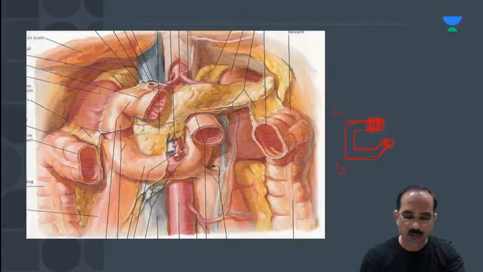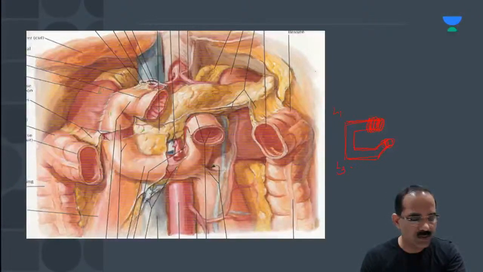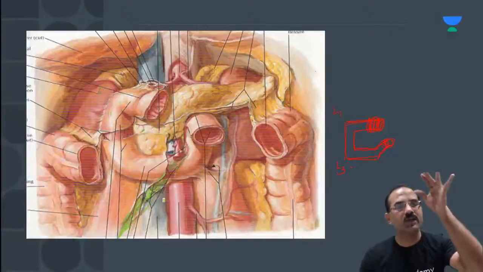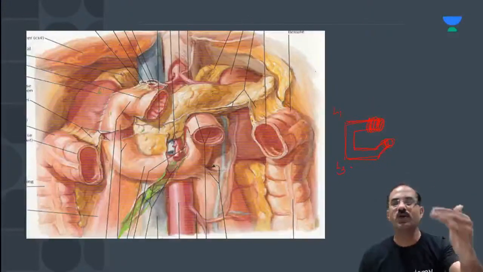Anterior relation of the third part of duodenum would be the superior mesenteric vessels. And what is this, students? What is this line representing? This line is representing the attachment of the mesentery of the small intestines.